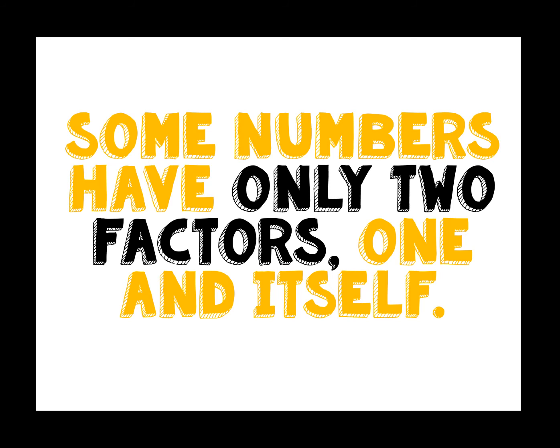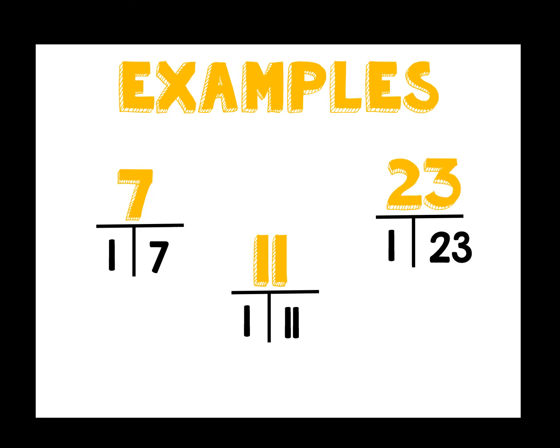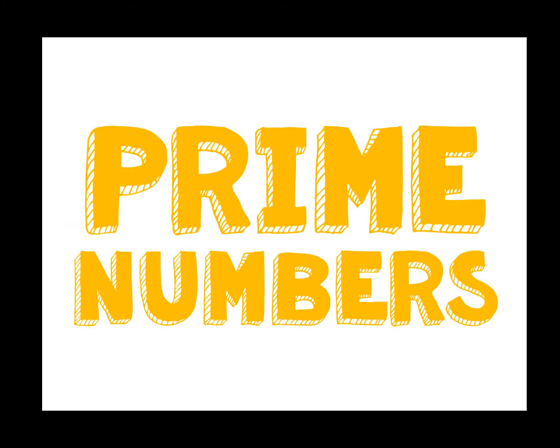Some numbers have only 2 factors, 1 and itself. Let's take a look at some examples. With the given number 7, 1 times 7 equals 7. With 11, 1 times 11 equals 11. With the given number 23, 1 times 23 equals 23. These are called prime numbers.